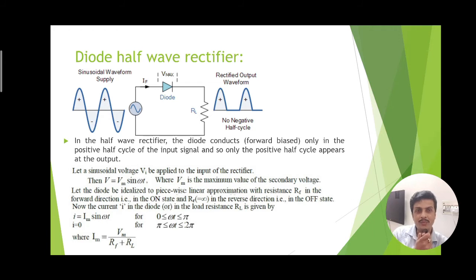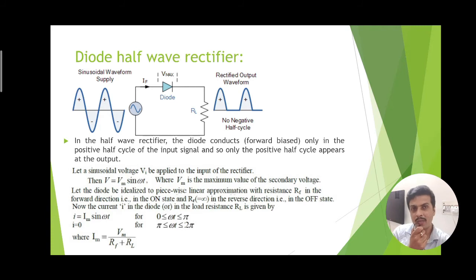So let a sinusoidal voltage Vi be applied to the input of the half wave rectifier. Vi is equal to Vm sin omega t. So therefore we can easily find out that only the positive half cycle is present at the output. So if the current is I equal to Im sin omega t, which is producing a positive signal for 0 to pi, and for pi to 2 pi the current will be 0.